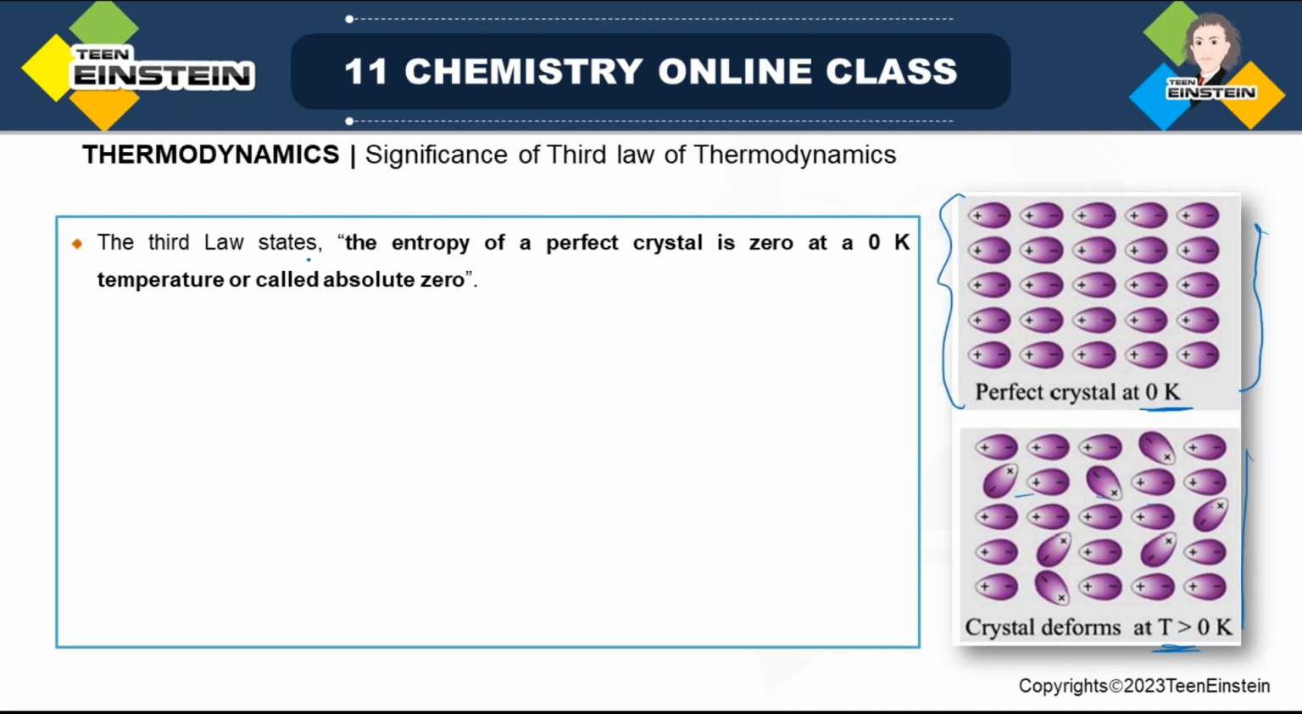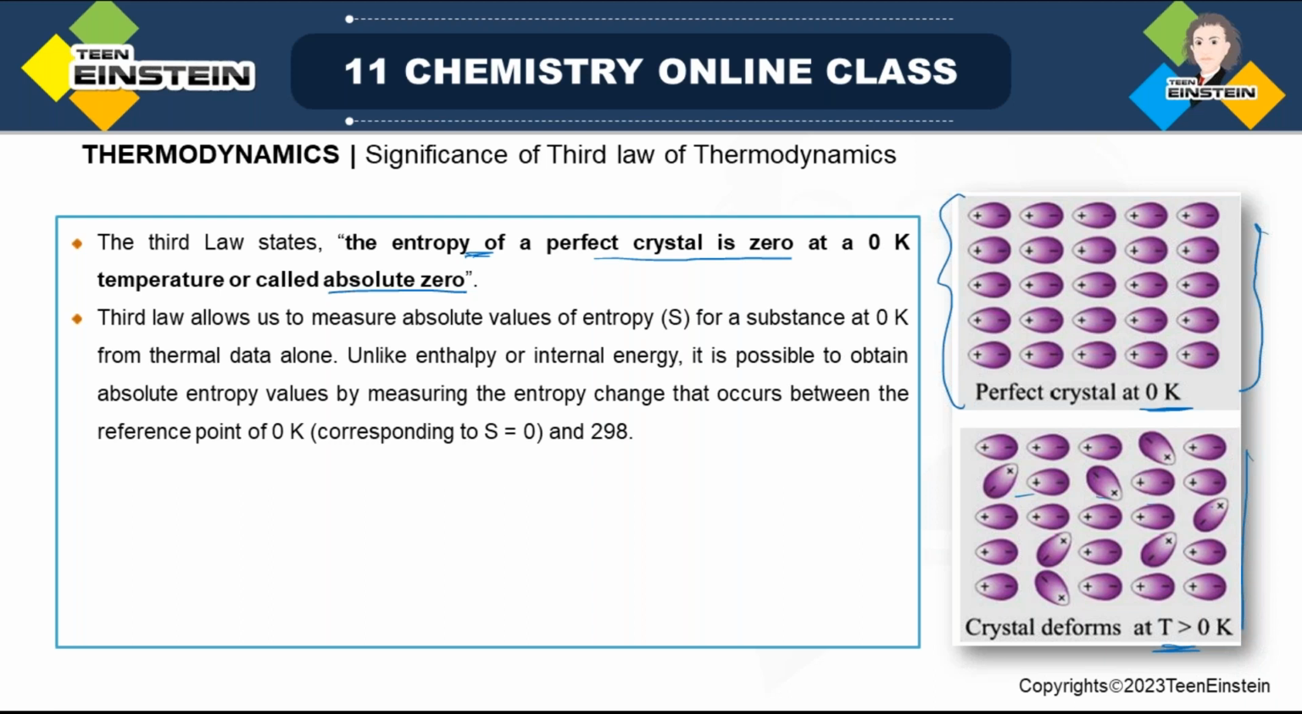So how can we state this third law? The entropy of a perfect crystal is 0 at a 0 Kelvin temperature or minus 273 degrees centigrade, and it is called absolute zero. So the third law we are basically stating in terms of entropy. So two things are important: entropy, this perfect crystal, and temperature.